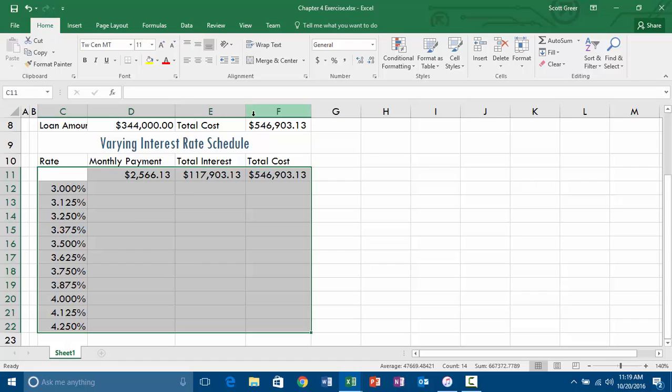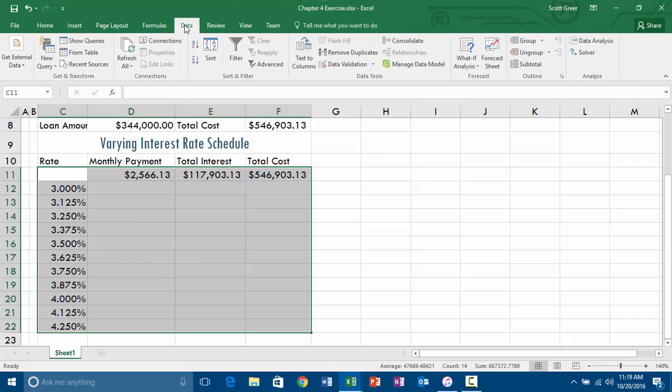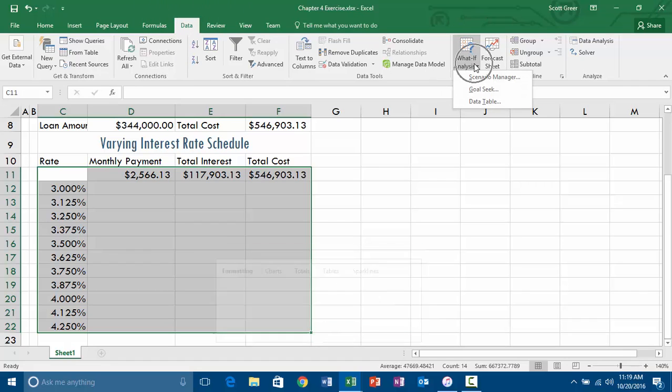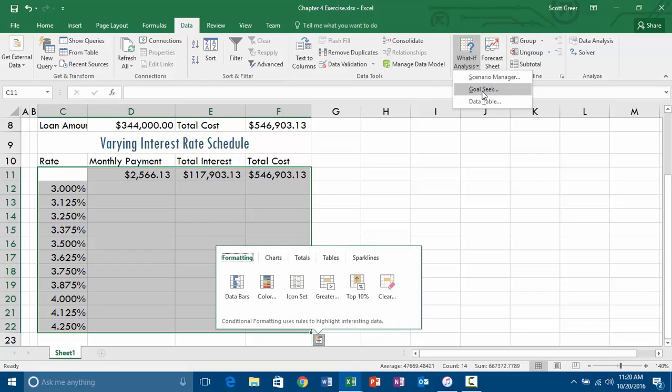All right, so we got this data table. We're going to go into Data. We're going to do a what-if analysis. And yesterday we used Goal Seek, but today we're going to use Data Table.